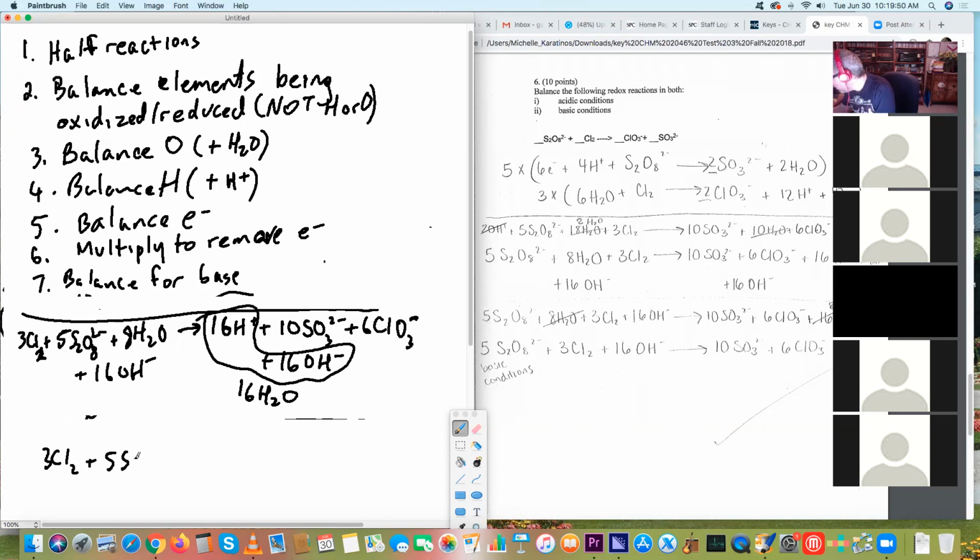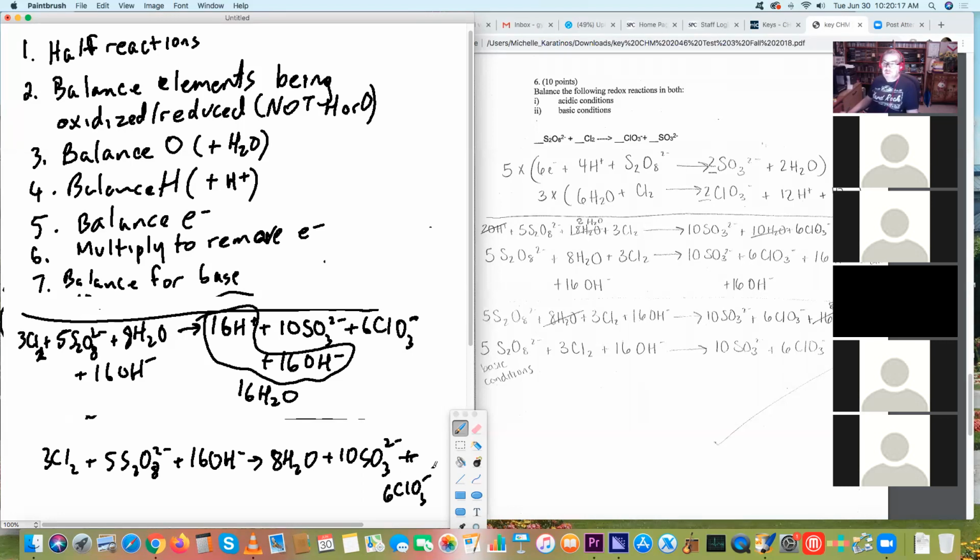And then if we fix that, we'll have 8 waters on this side, and the other things added as well. All right, does anybody have any questions? So that'll be balanced as well, but that's balanced for base because now you've got OH minus in there.